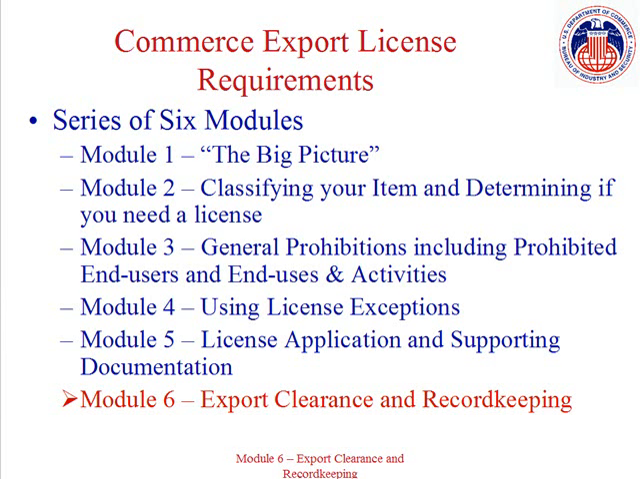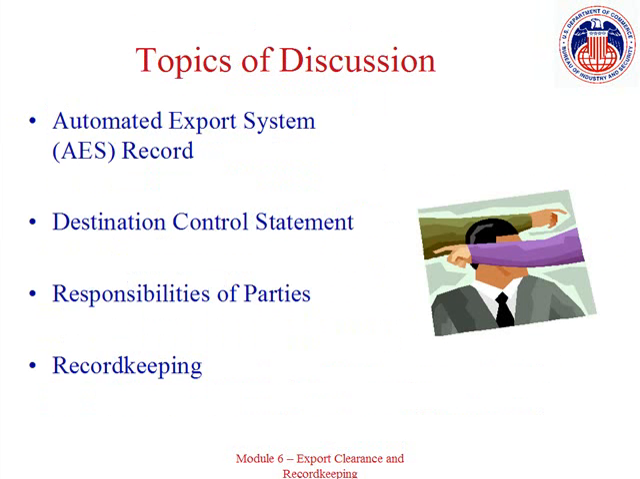Thank you for joining Module 6 of the Bureau of Industry and Security's slide presentation series on Commerce Export License Requirements. The final module will provide an overview of export clearance and record keeping under the EAR. We'll begin our discussion with the Automated Export System Record. We'll then discuss the Destination Control Statement requirement. We will provide an overview of the responsibilities of parties to a transaction, and finally we'll review record-keeping requirements.